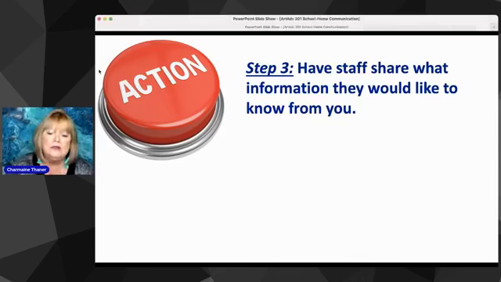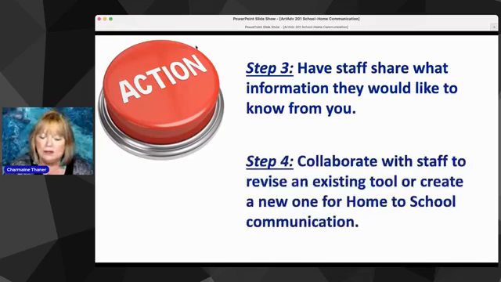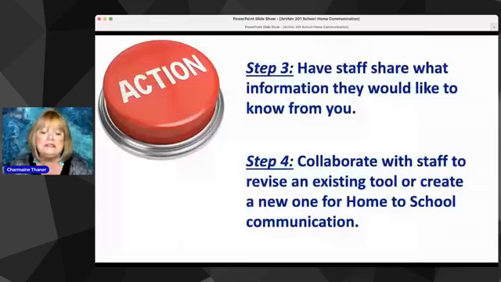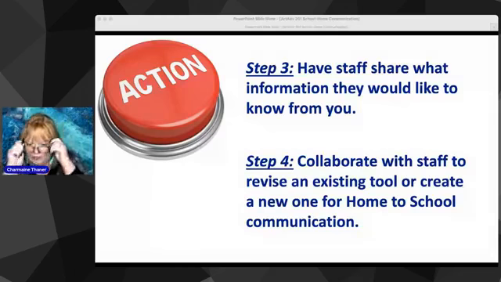But again, what you want to do is just like you want to identify the information that you want from the school, we need to give the school the opportunity to say, these are the types of things that we would love to know from the family. And then, oops, let me go back here. And then have that time where you can sit down and collaborate with the staff. And again, either use something existing or create something new for that homeschool communication. So what things have you guys shared?